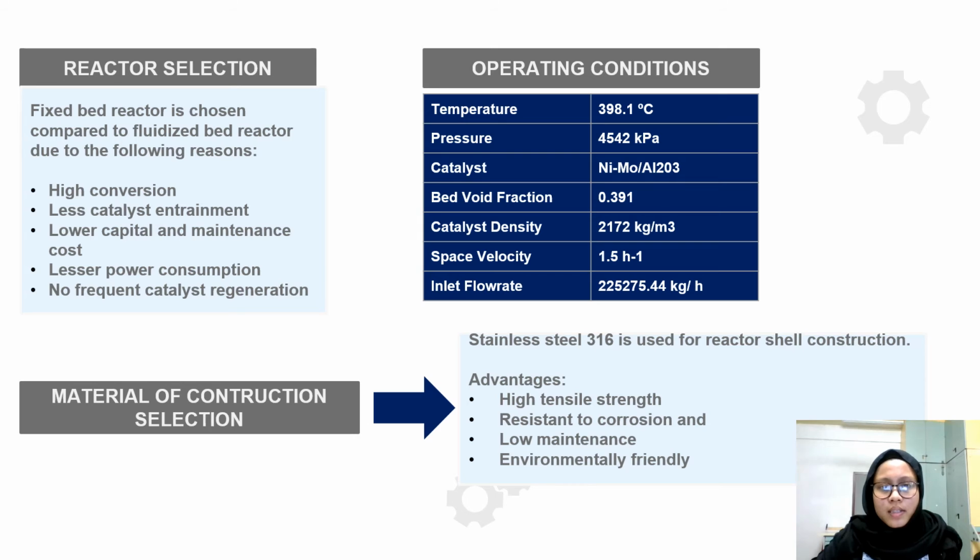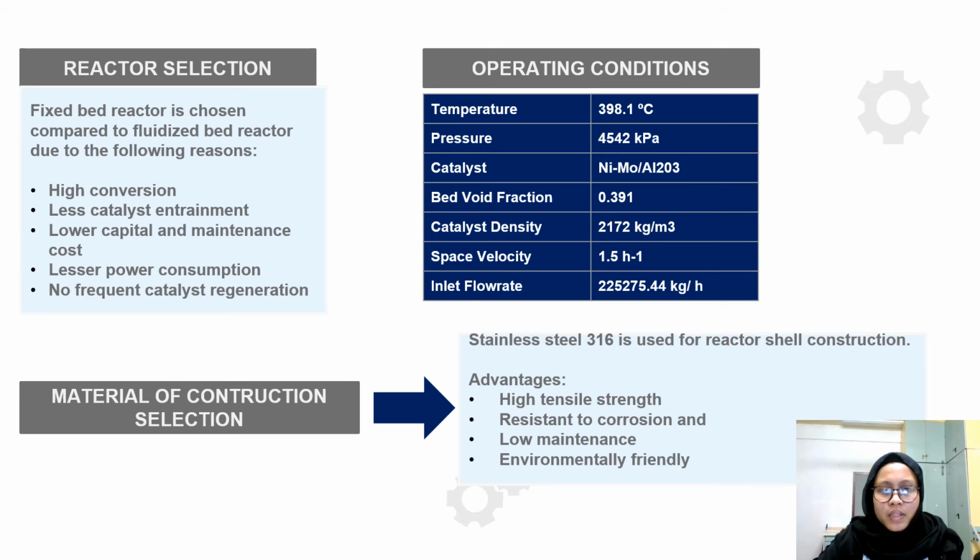For the reactor selection, fixed bed reactor has been compared to fluidized bed reactor, and it has been chosen due to the following reasons. Firstly, it has higher conversion of reactants. Not just that, less catalysts will be entering in the reactor. It also could save costs as the capital and maintenance costs are lower. Besides that, it uses lesser power consumption and there is no frequent catalyst regeneration.